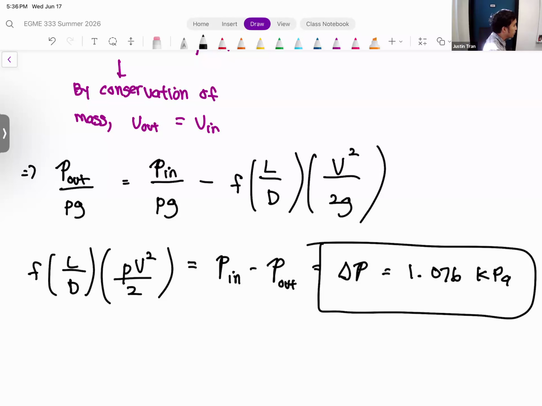Any questions on that example there? Okay, good. All right, so before we get to the minor losses, I do want to mention a few other things.